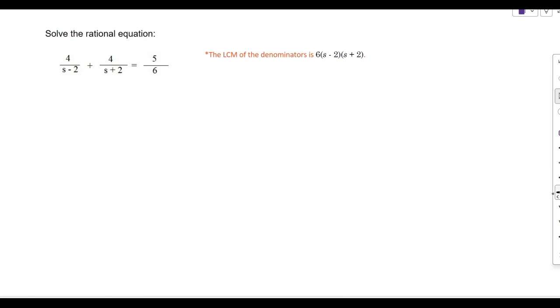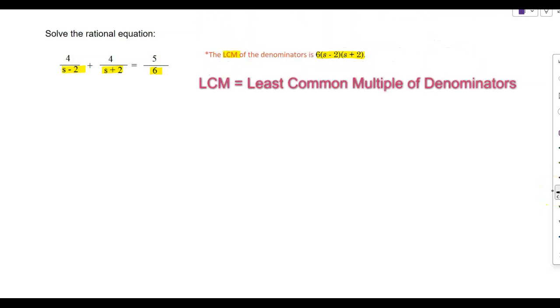Okay, so we're solving the rational equation 4 over s minus 2 plus 4 over s plus 2 is equal to 5/6. Now, if you look at this, our LCM of the denominators is actually going to be the 6 times the s minus 2 times s plus 2. So we have 3 different factors in our common denominator.